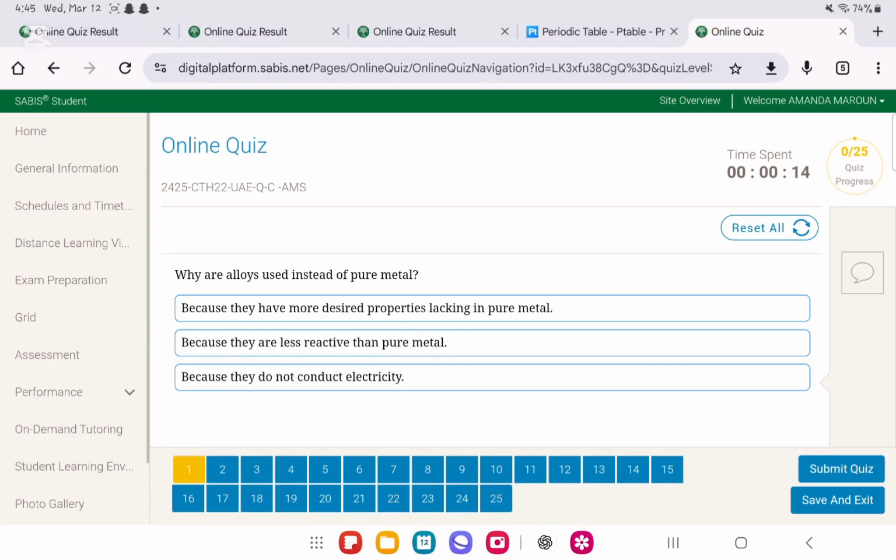So today I'll be explaining the chemistry AMS quiz of term 2 week 12. So let's start with the first question.